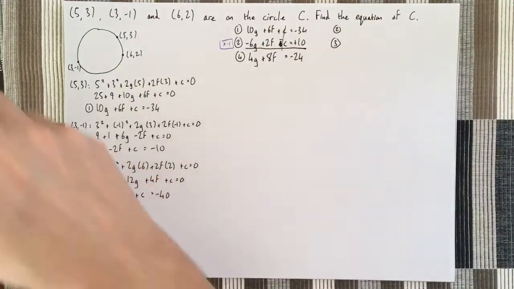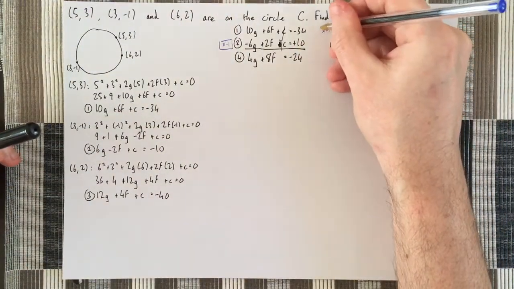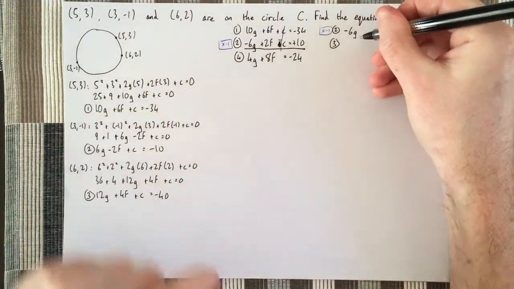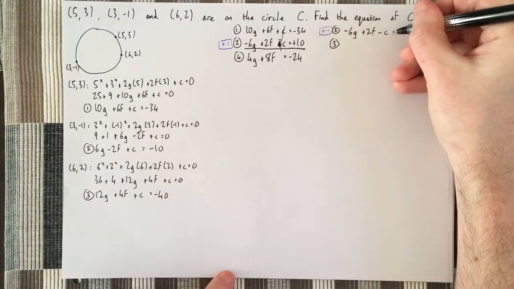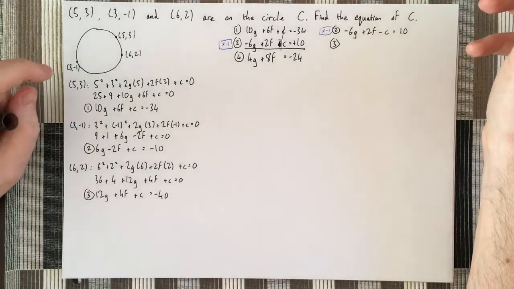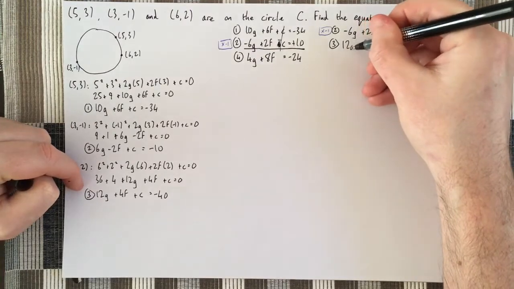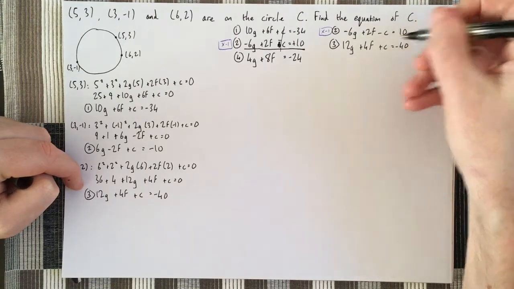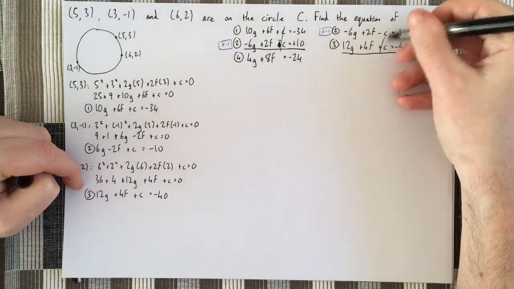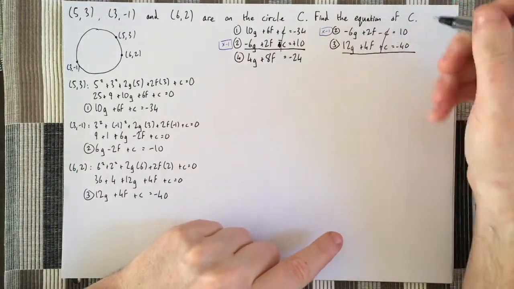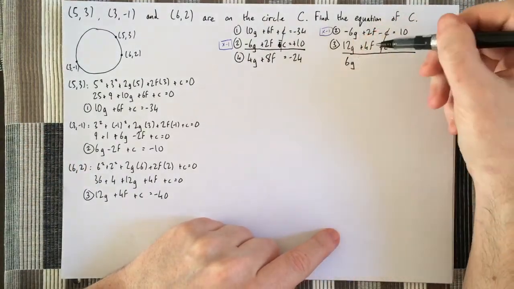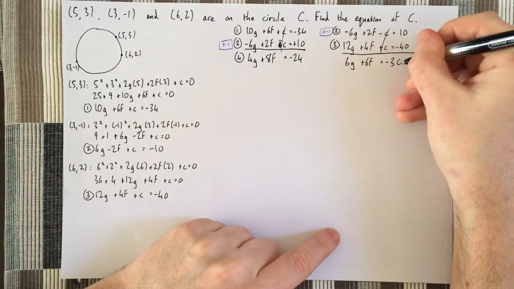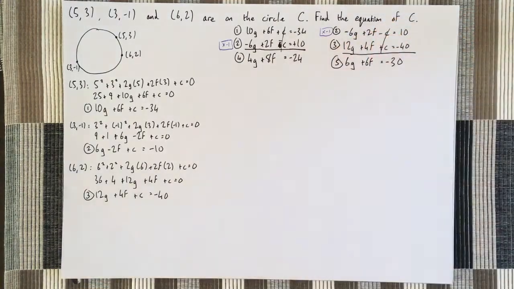And I'll multiply 2 by minus 1 again because I've already done it. So multiplying the second one by minus 1 gives you minus 6g plus 2f minus c is equal to 10. And the third equation then is 12g plus 4f plus c is equal to minus 40. C minus c is 0, that's why I'm doing this. 12g minus 6g is 6g. 4f plus 2f is 6f. 10 minus 40 is minus 30, and that is equation 5.